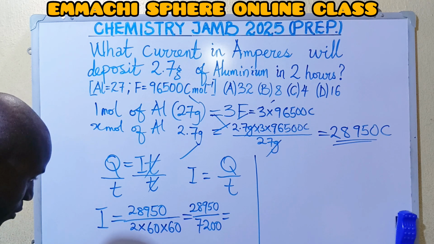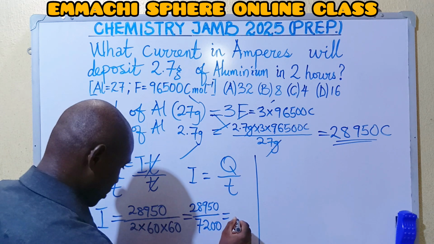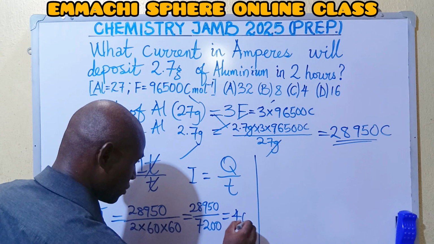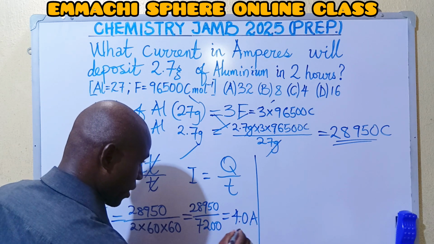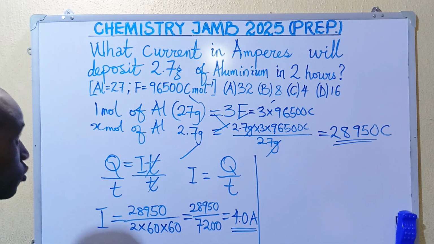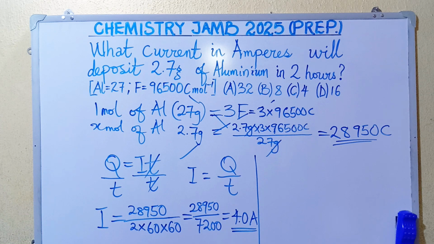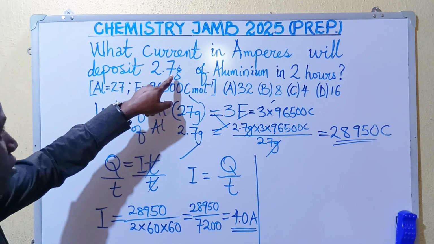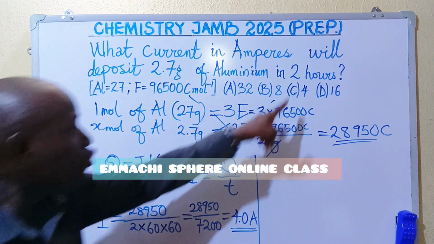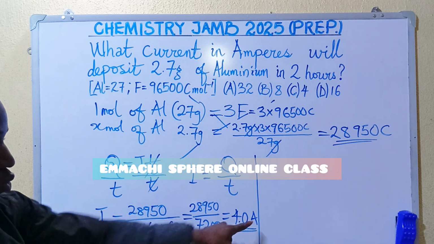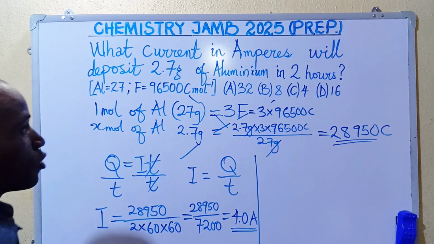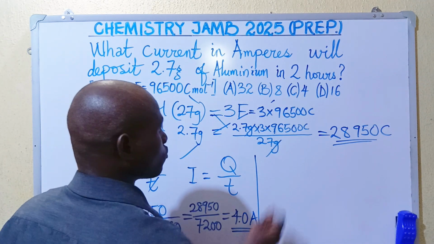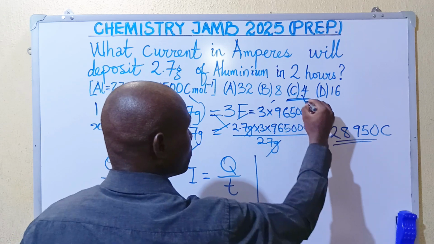28,950 divided by 7,200 is 4.0 amperes. So the current that will deposit 2.7 grams of aluminium in 2 hours is 4.0 amperes. Now let's check the options. This is 4 here, so option C is correct.